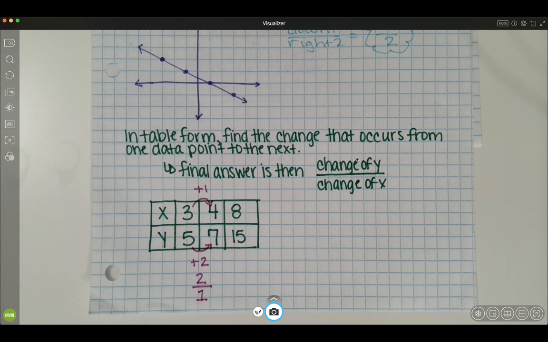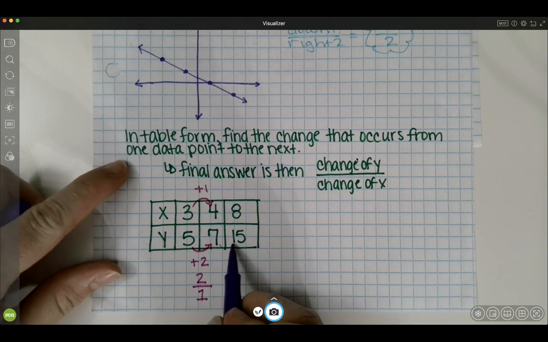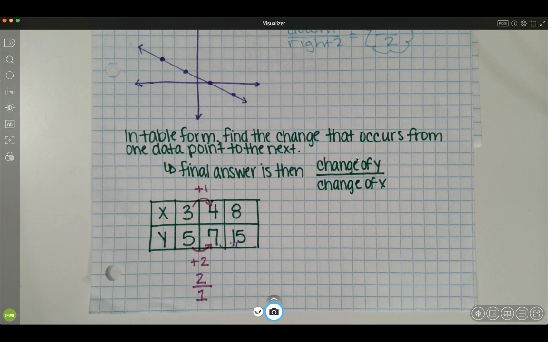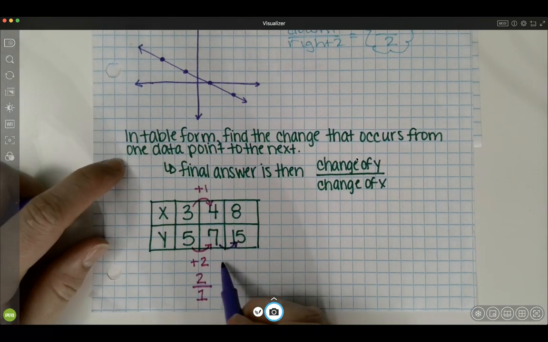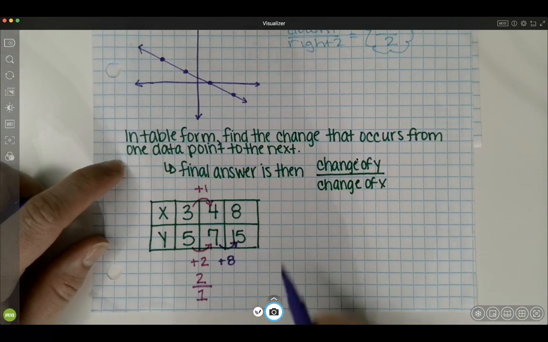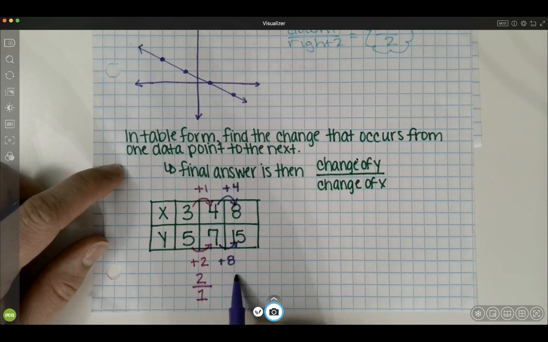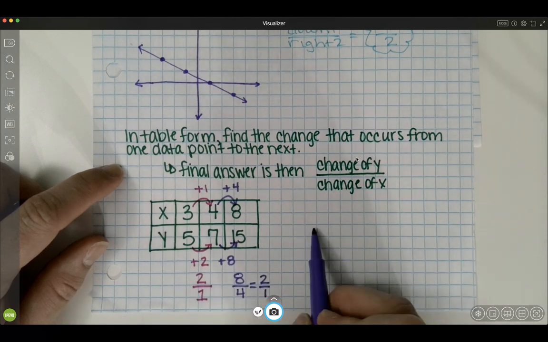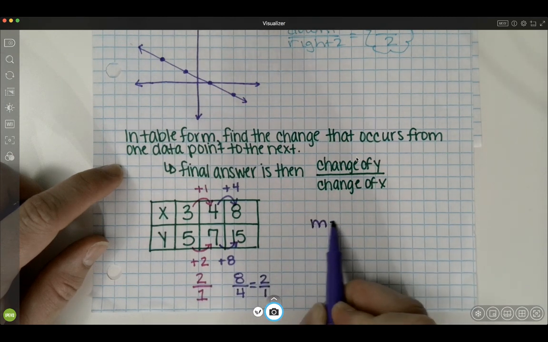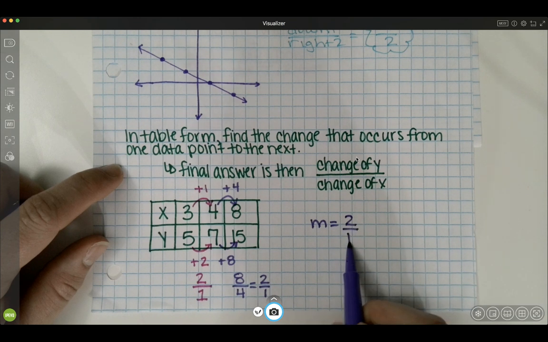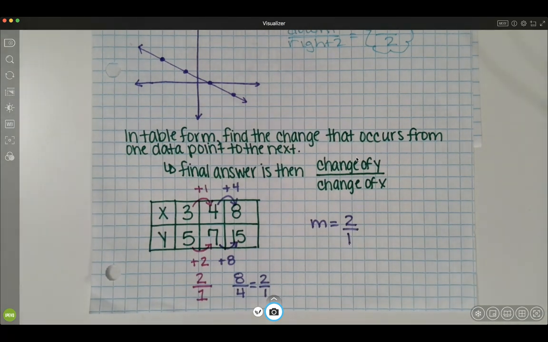Now I need to find the change that's occurring next door. So how do I change from 7 to 15? That's plus 8. How do I get a change of 4 to 8? Well, that's plus 4. So here we have y over x, 8 over 4, which simplifies to 2 over 1. So the slope of this is 2 over 1.